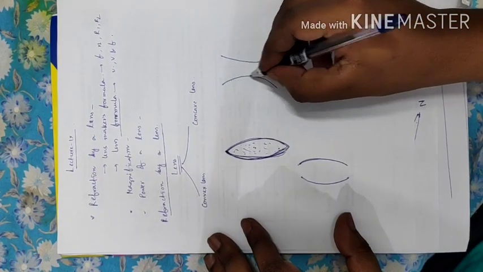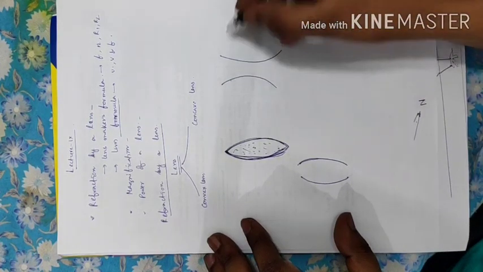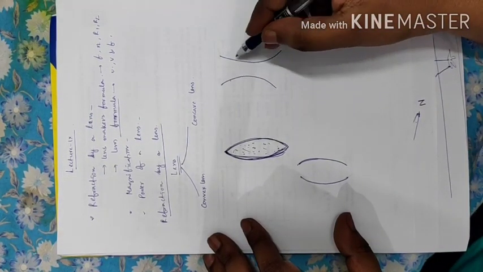This shape is your concave. This one from this side you see it is concave shape.